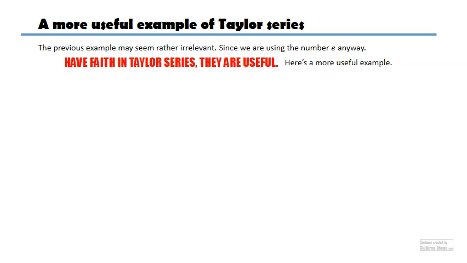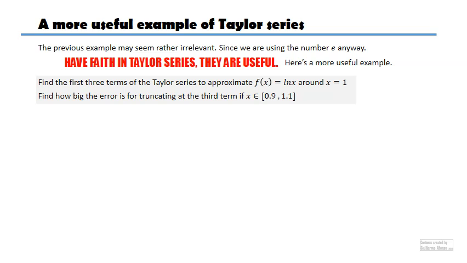Let me give you, as a bit of a hint, a more useful example. Natural logarithm of x. Now, for the natural logarithm of x, I can't do the Maclaurin series there because it doesn't exist when x equals 0. But I can do it around x equals 1. So think about it. If I do it around x equals 1, this is what it's going to look like. I'm going to find the first 3 terms. So I write down the first 3 terms here of f of x.